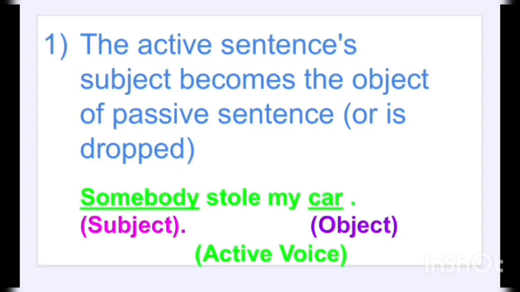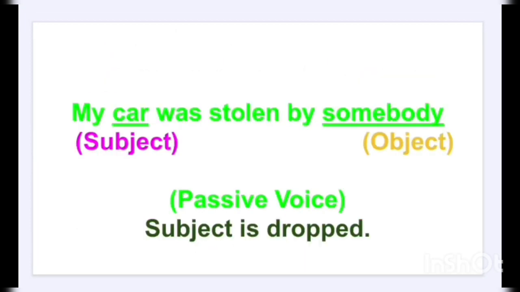Rule number 1. The active sentence's subject becomes the object of the passive sentence or is dropped. For example, somebody stole my car. So here somebody is the subject and car is the object. This is in active form. My car was stolen by somebody. This sentence is in passive form. So here in this sentence, car is a subject and somebody becomes the object.